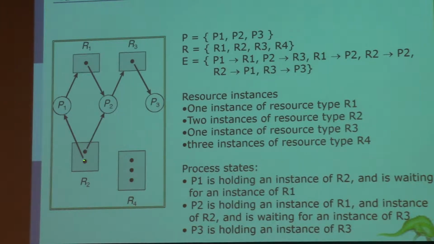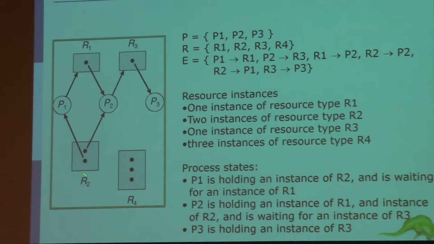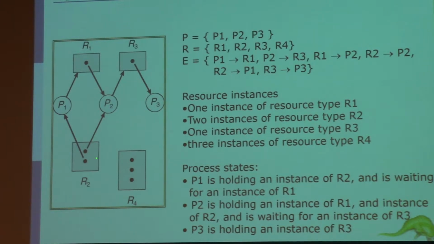Process 1 is holding 1 of R2, then requests R1, which is held by P2. P2 currently uses R2 and requests R3. P2 also holds R2. Then R3 is held by P3. First question, is there any circle here or not?